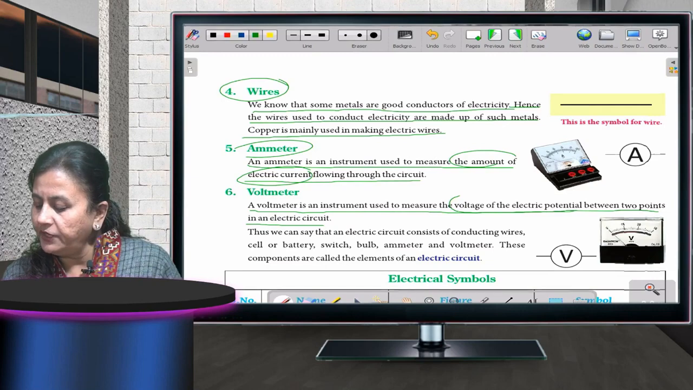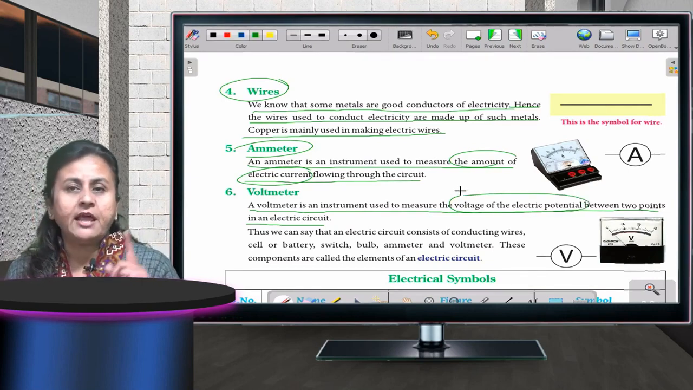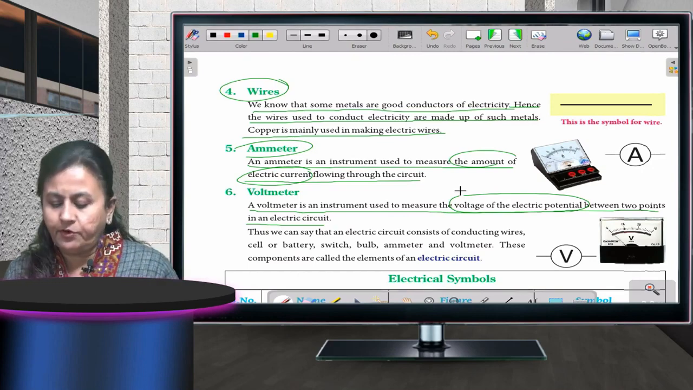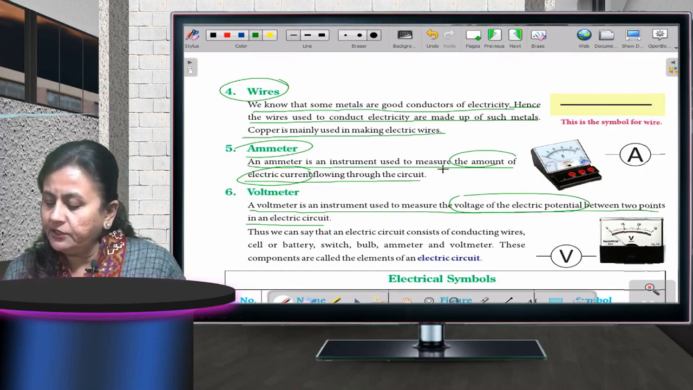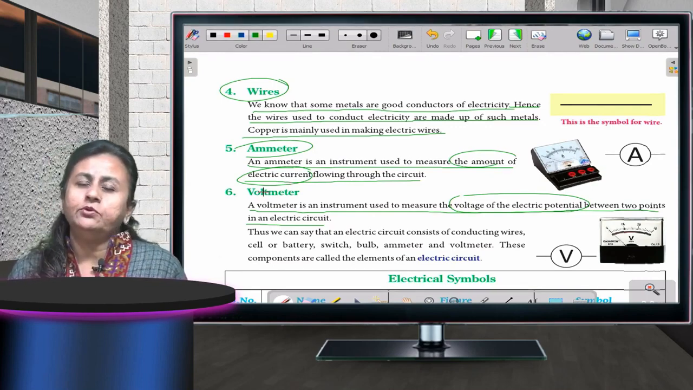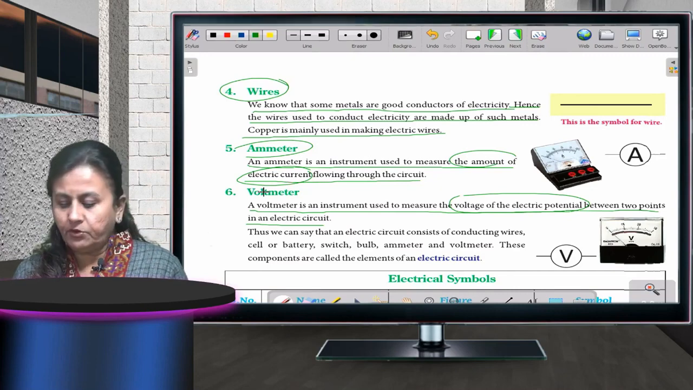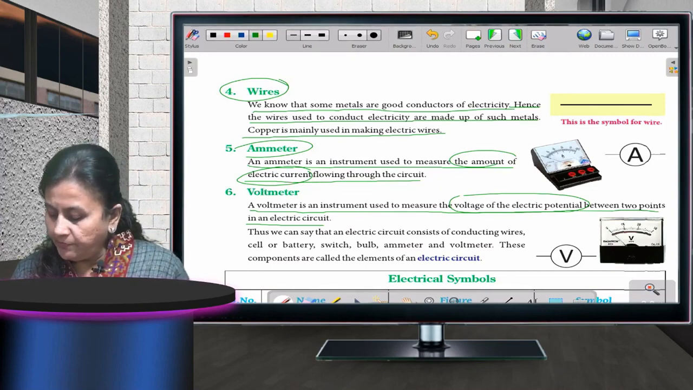Here, the ammeter is used to measure the amount of electric current flow, and here it is the voltage. Okay, voltage of the electric potential. Don't get confused in this. Ammeter is something else, and voltmeter is different. Ammeter is required to measure the amount of electric current, but with the voltmeter we come to know the voltage of the electricity, the power. Fine children.